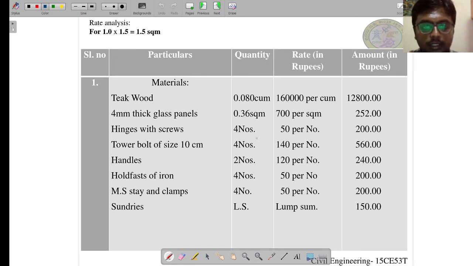So as you can see, teak wood we have calculated as 0.080 cubic meter with the rate of 1,60,000 per cubic meter. And we have glass panels which is 0.36 square meter costing 700 rupees per square meter; it varies from 500 to 1000 per square meter, so we have taken it as 700 per square meter. We need hinges, tower bolt, handles, hold fast, MS stay clamps. Next, sundries. Sundries, as you know, are the extra items. MS is mild steel clamps.